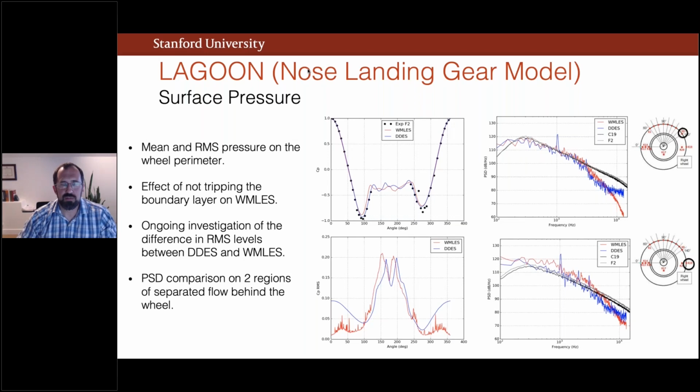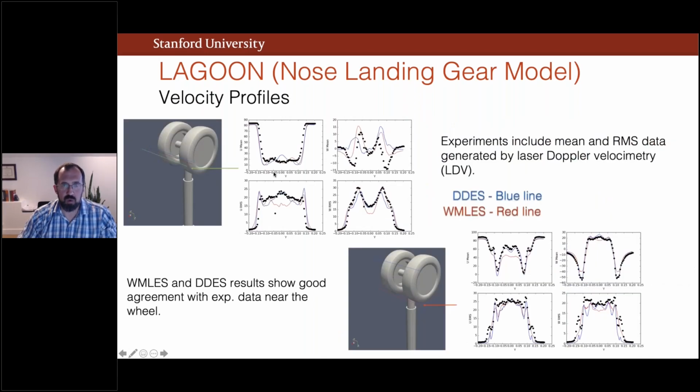In general, for this case, both the DDES and the wall modeled LES perform quite well in terms of the surface pressures and pressure spectral densities. The results were also fairly comparable in terms of the wake velocity profiles, with the wall model LES outperforming the DDES in some areas and vice versa in other areas. In general, though, we were fairly happy with the performance of these methods in the LAGOON case.